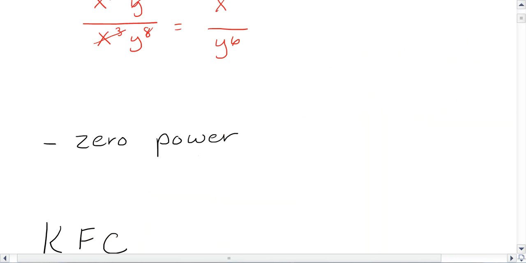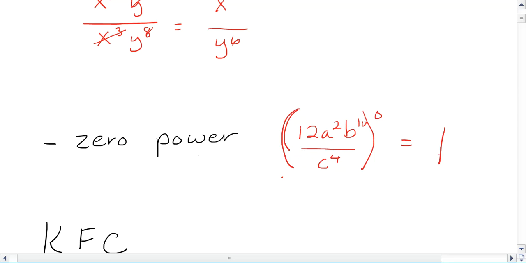All right, the 0 power property was pretty straightforward. Anything at all that you have raised to the 0 power, you could have a big complicated thing in here, 12a squared b to the 10th over c to the 4th. And if this whole thing is being raised to the 0 power, anything to the 0 power is 1.